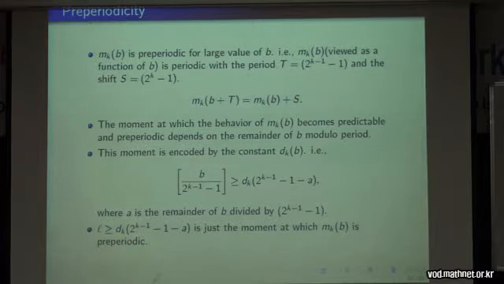And some observation here: the moment at which the behavior of m_k(B) becomes predictable and pre-periodic depends on the remainder of B modulo the period. And this moment is encoded by the constant decay of B.